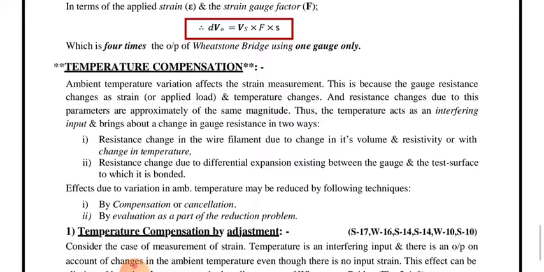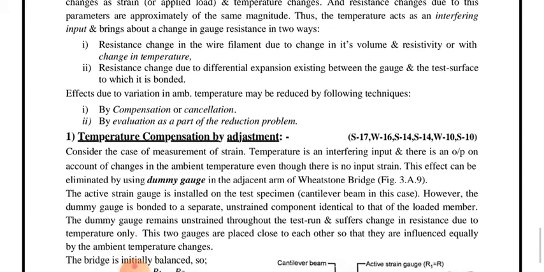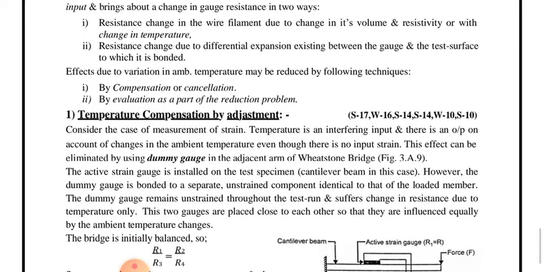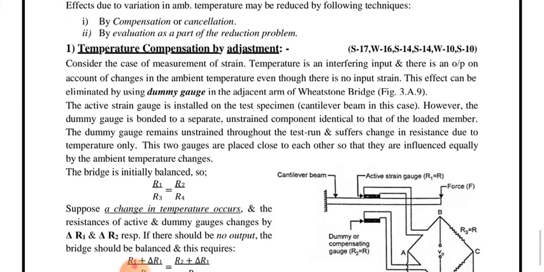Okay, so the effect due to variation in ambient temperature may be reduced by following techniques. What are the two different techniques? First, compensation or cancellation, and second, evaluation as a part of the reduction problem. The temperature compensation by adjustment: consider the case of measurement of strain. In that case, the temperature is an interfering input and there is an output on account of the change in ambient temperature, even though there is no input strain.